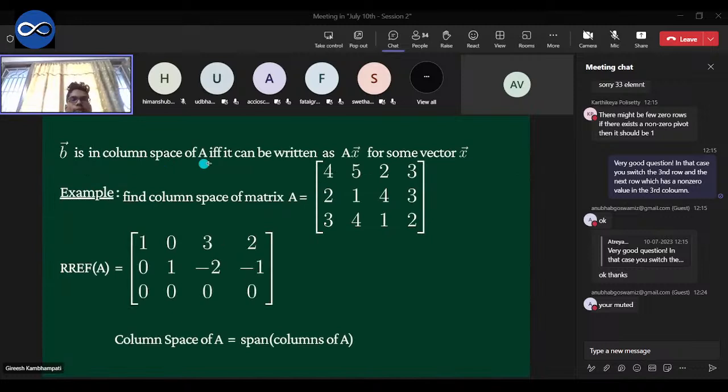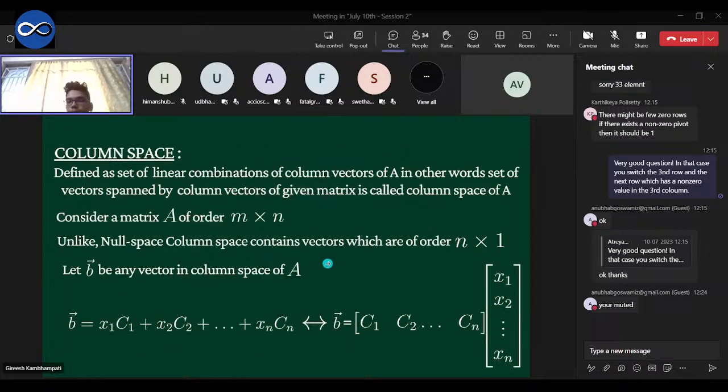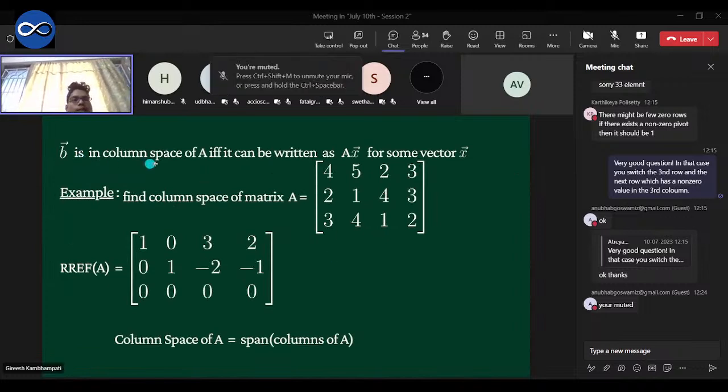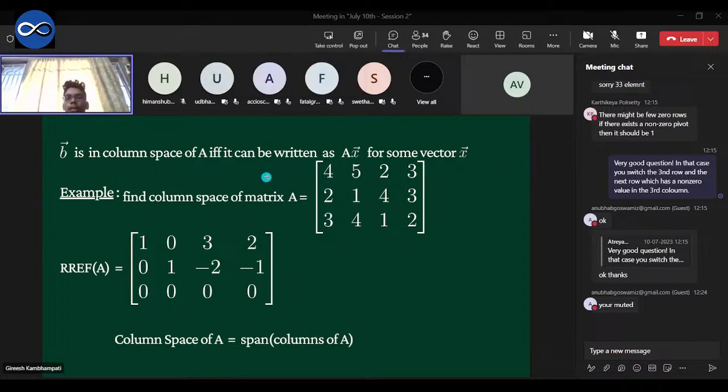B bar is in the column space of A if and only if it can be written as A into some vector x, whose entries x1, x2, x3, and so on, xn are the coefficients of the columns in the linear combination that gives B bar. So B bar is in the column space of A if and only if it can be written as Ax bar for some vector x bar. Here Ax bar equals B bar, and only then is B bar in the column space. But in null space it is different. There, the x bars satisfying Ax bar equal to 0 bar are in the null space. But here there exists some x bar such that Ax bar equals B bar. It is the B bars that are in the column space, not the x bars.